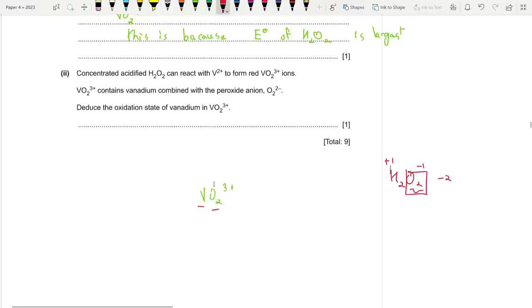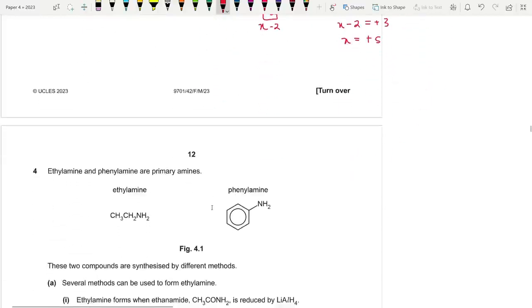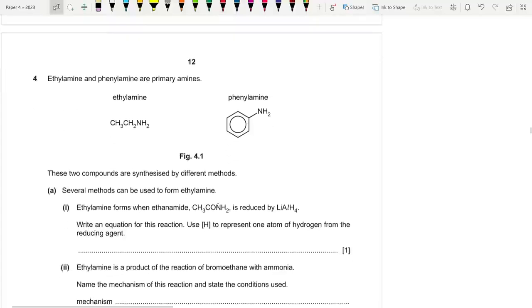So here, check this out. In VO2 3 plus, these two oxygens together have an oxidation number of -1, -1, so -2. And vanadium we can consider to be x. So can we write that x minus 2 is equal to +3? So x is equal to +5 actually. So the answer should be +5. Clear? Great. Moving on to question number 4.